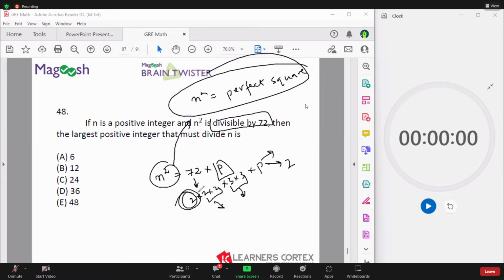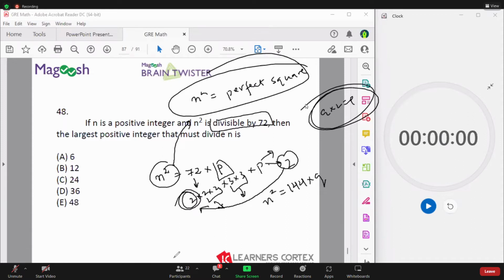Therefore, what we can say is n square we can also write as 144 into q, where q into 2 is basically p. We have taken one 2 from here and put it with this. This is what we have done. Now, if n square is 144 into q, then n will become 12 into under root q. Does this make sense to everyone? Anyone who has not understood yet? Okay, so 12 will be the answer.